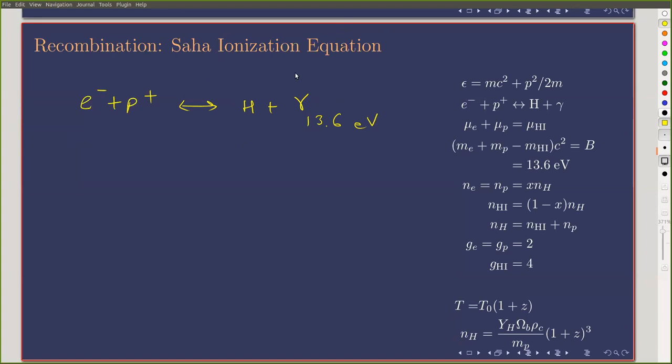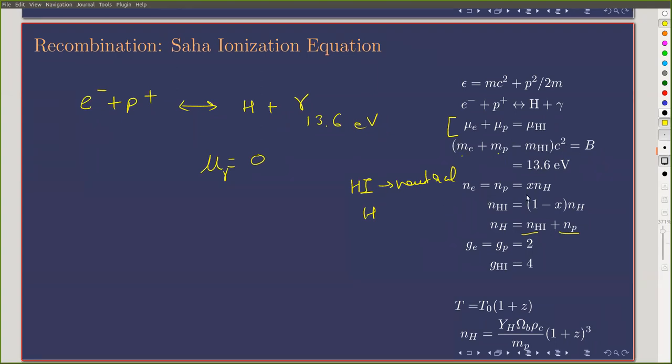What is important to note here is that this equation holds when there is equilibrium between these two processes. So let us first assume that there is equilibrium. In that case, the chemical potential for the photon is 0, so we have this equation, and the mass of electrons plus mass of proton minus the mass of the neutral hydrogen. Here, by the way, this is for neutral hydrogen, and this is for the total hydrogen, which includes neutral hydrogen plus protons. So the mass difference is the binding energy.